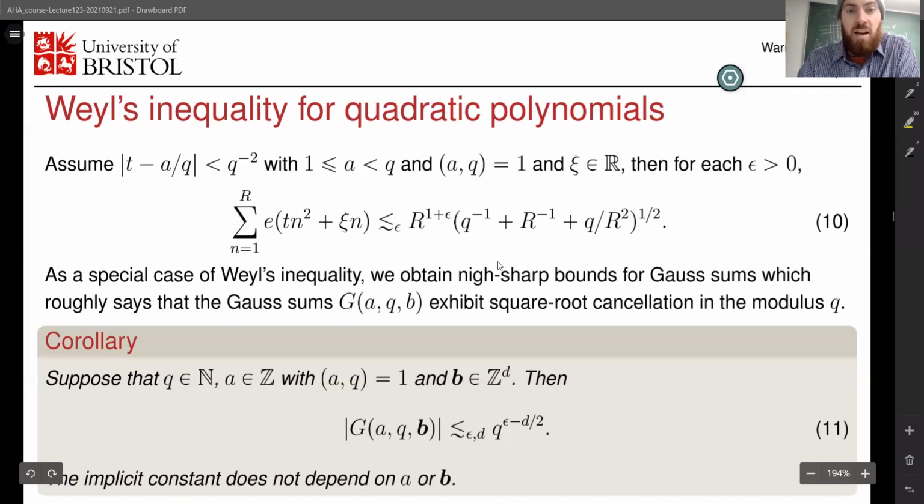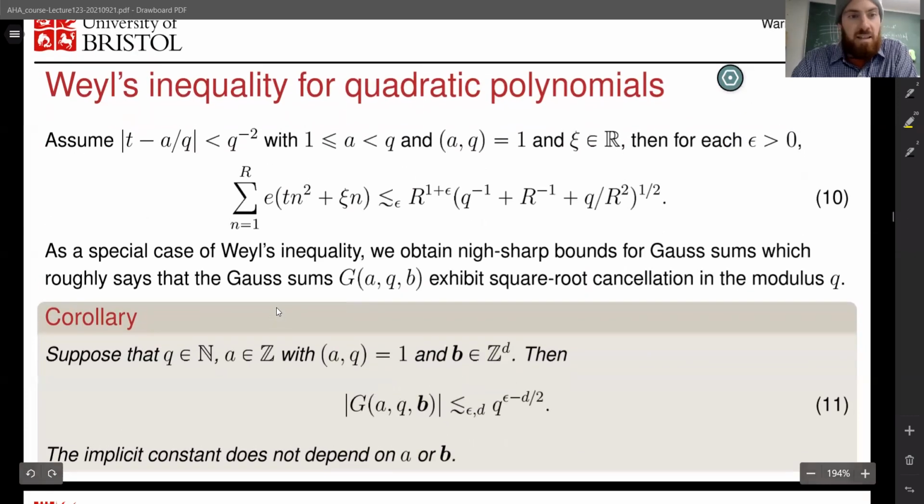So that this whole exponential sum is actually of size r to the 1/2 plus epsilon, which is square root cancellation. And square root cancellation is the holy grail of half of mathematics.